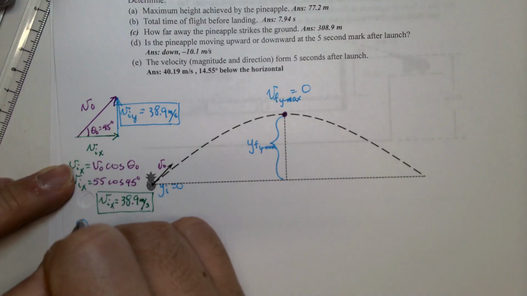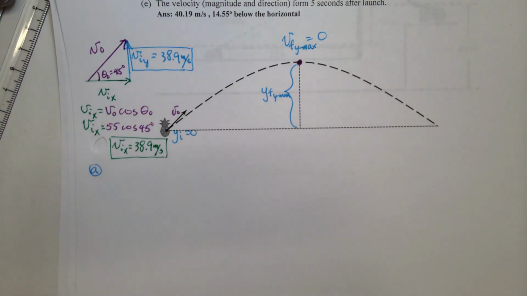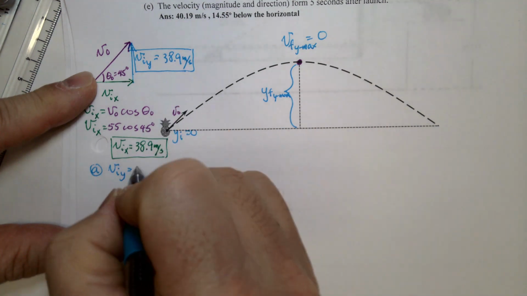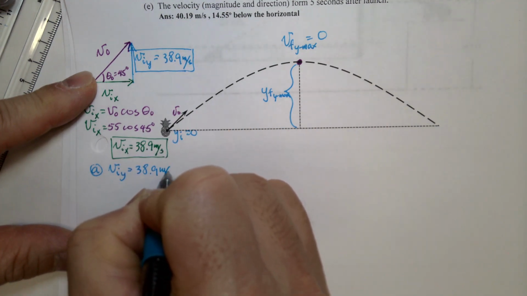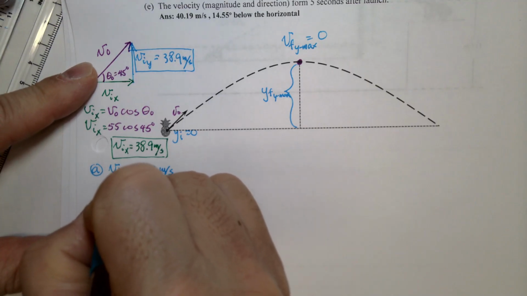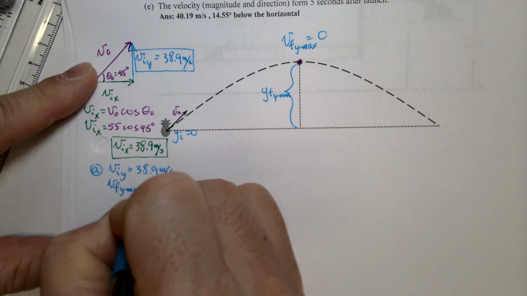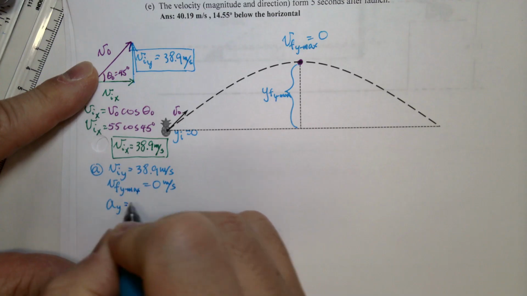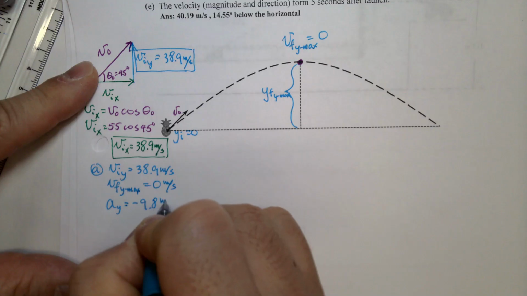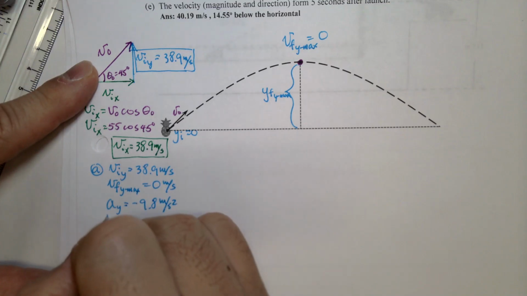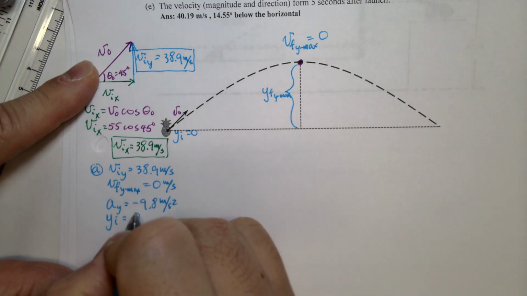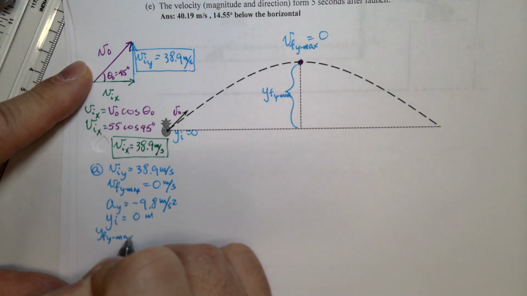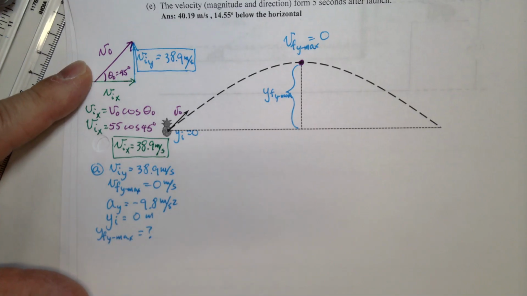So for part A, let's write down everything we know in the y direction. We know VIY is 38.9 meters per second. We also know VFY max, which is equal to 0 meters per second. We also know A sub y, which is equal to negative 9.8 meters per second squared. We know our y initial, which is 0 meters. And we are looking for y final at y max. That's what we are looking for.